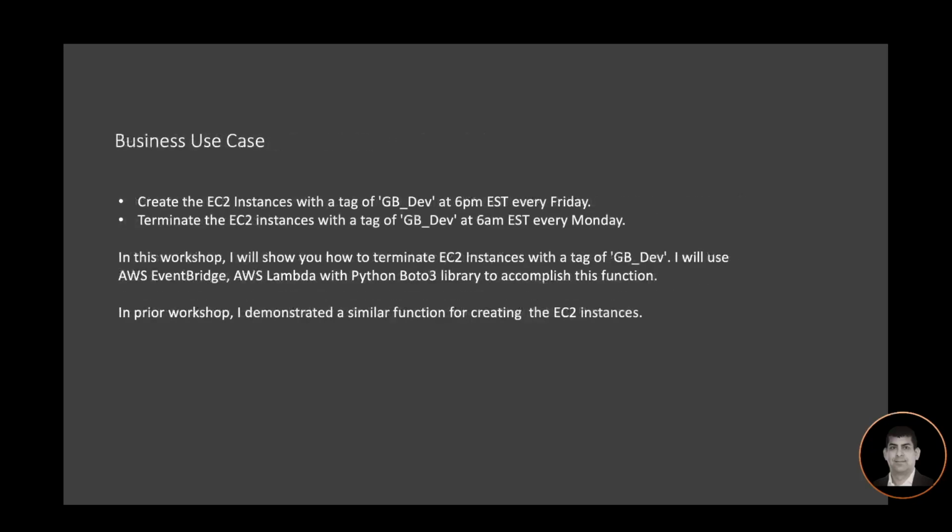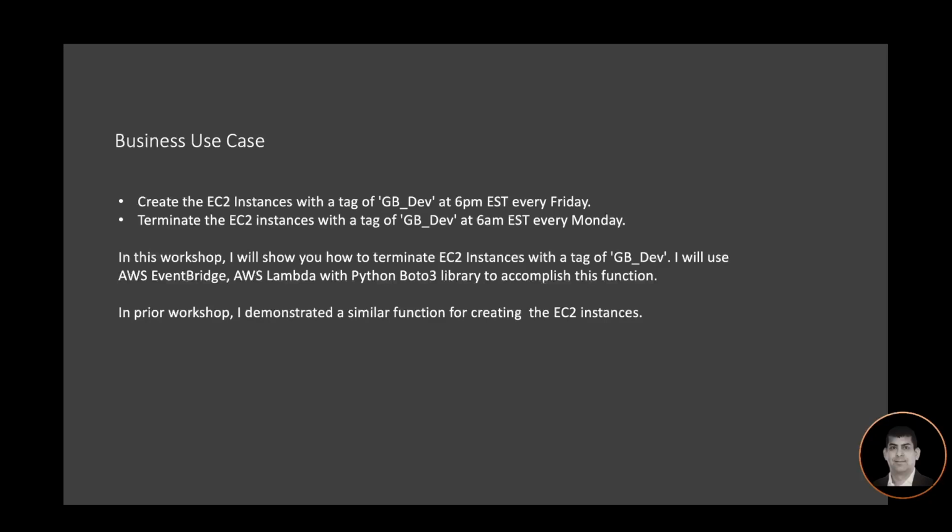Let's look at our business use case. We have two business use cases. Create the EC2 instances with a tag of GBDAV at 6 p.m. Eastern every Friday. Terminate the EC2 instances with a tag of GBDAV at 6 a.m. Eastern every Monday.